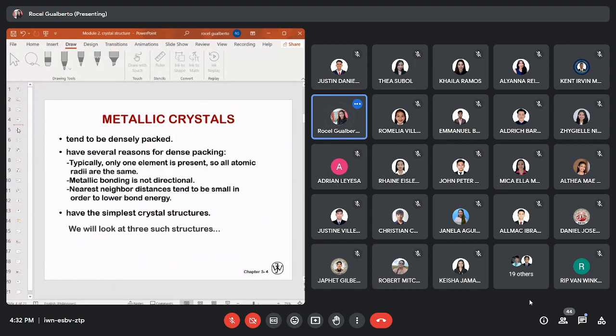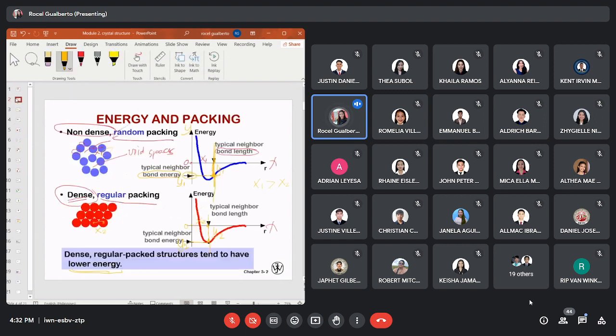Okay? The second one, metallic bonding is not directional and nearest neighbor distances tend to be small in order to lower the bond energy. So, that is what I explained earlier, okay? In our graph, okay? So, the bond length is smaller, okay? Right? A smaller bond length tends to lower the bond energy. Okay? So, this is it. It was just mentioned again here as one of the reasons.